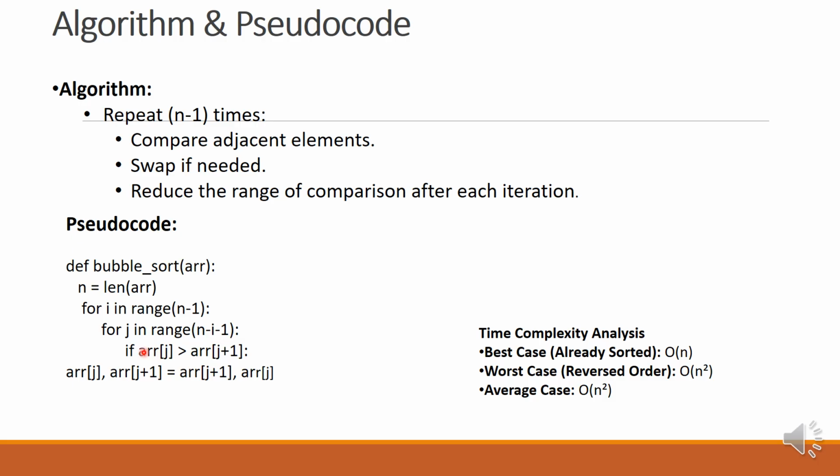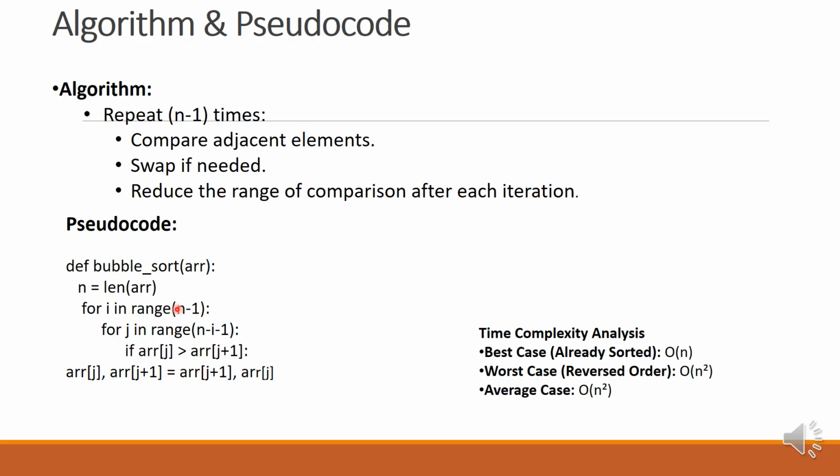Then if the first element is greater than the next element, array of j greater than array of j plus 1, then we are going to swap. Simple. If it is not true, no need to swap it. Okay, go to the next iteration. So now one element got in the correct position, then control will go to i becomes 1, so 1 to 4. So that is for the second pass.